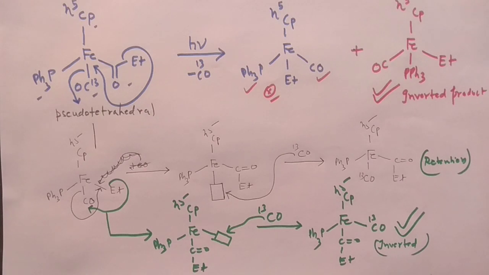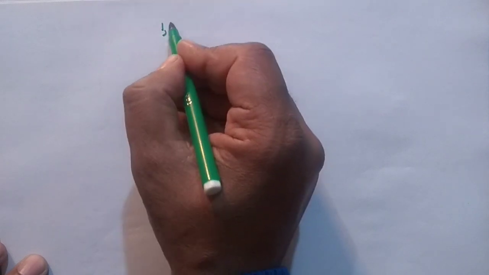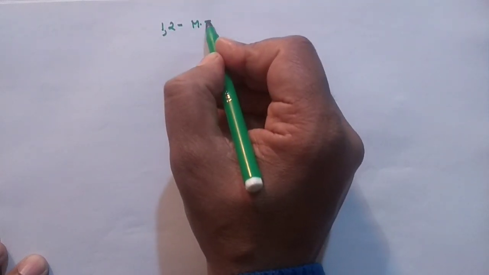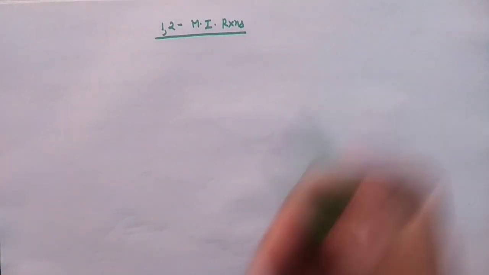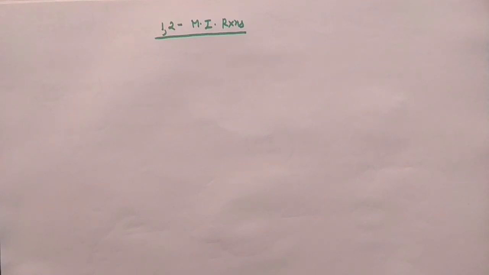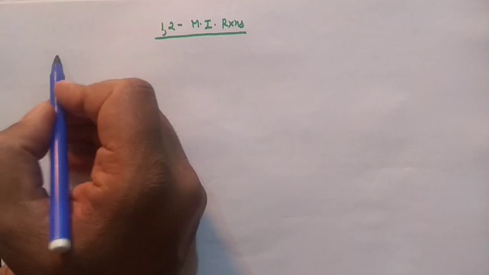So this is all about your 1,1 migratory insertion reactions. Now we will see the next reaction, and now my reactions are 1,2 migratory insertion reactions. We'll see the various examples of this reaction, and then we'll solve the problems of CSIR NET questions. So this 1,2 migration, as I have already told you, is olefin insertion, right?